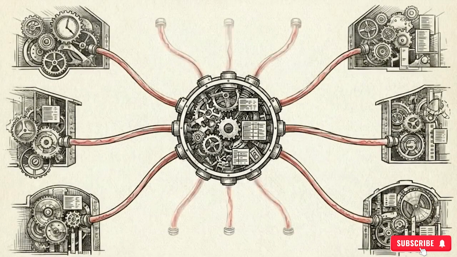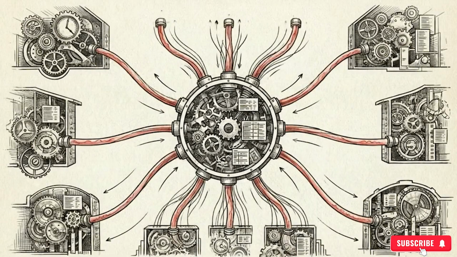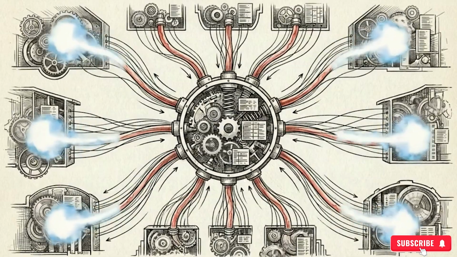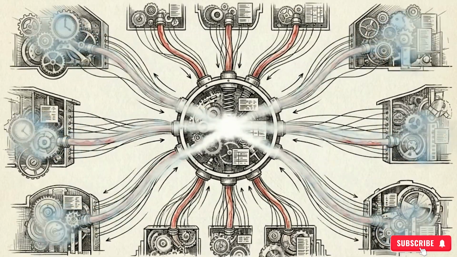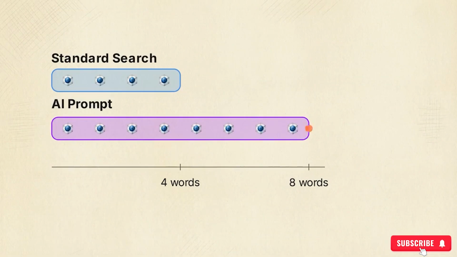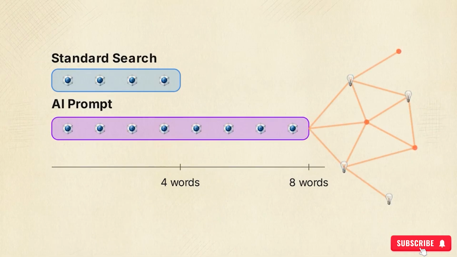Generative engines use query fan-out. The AI simultaneously executes dozens of subqueries, checking integrations, pricing, and reviews to gather comprehensive context instantly. A standard search query averages 4 words. An AI prompt averages 8 words, requiring a much wider semantic net.